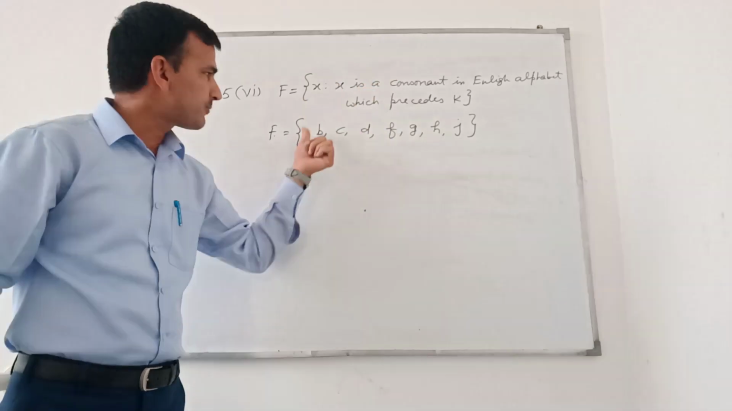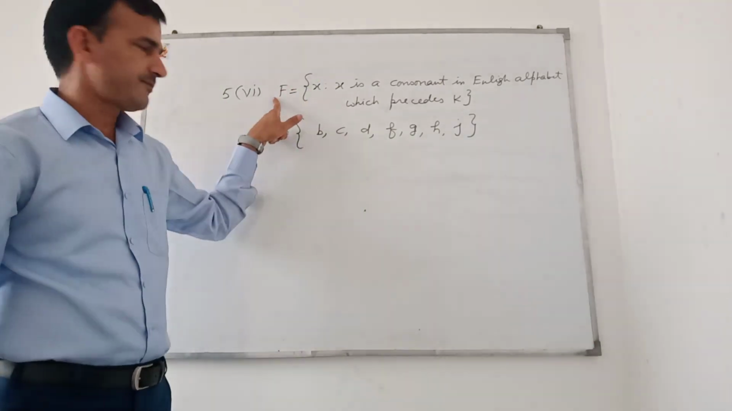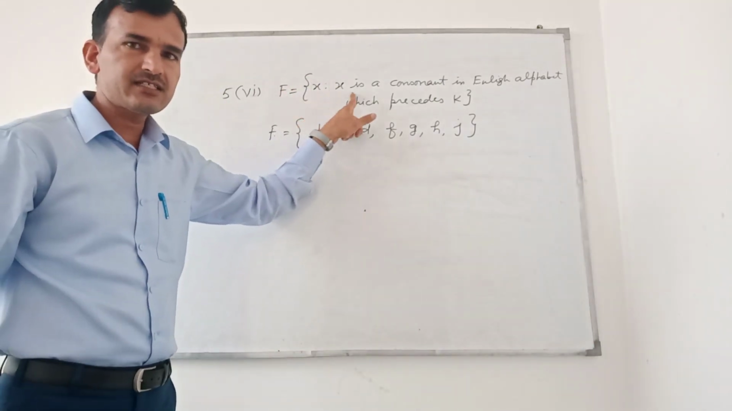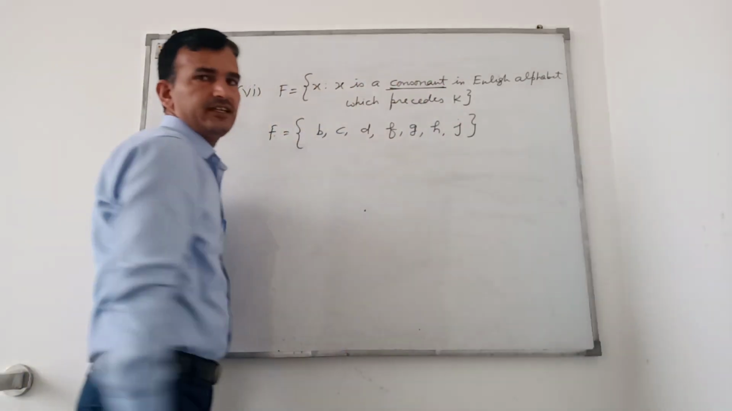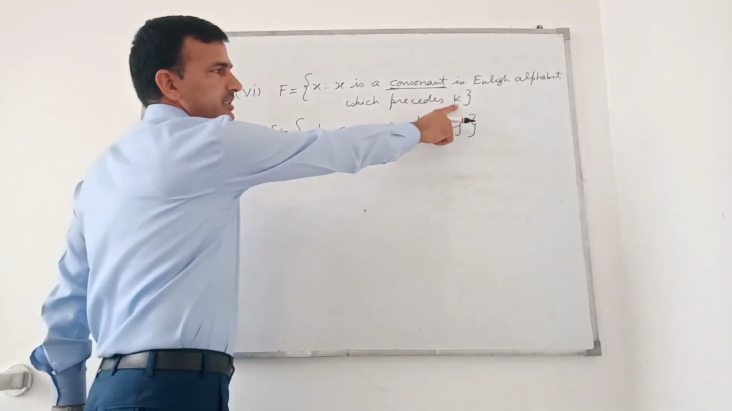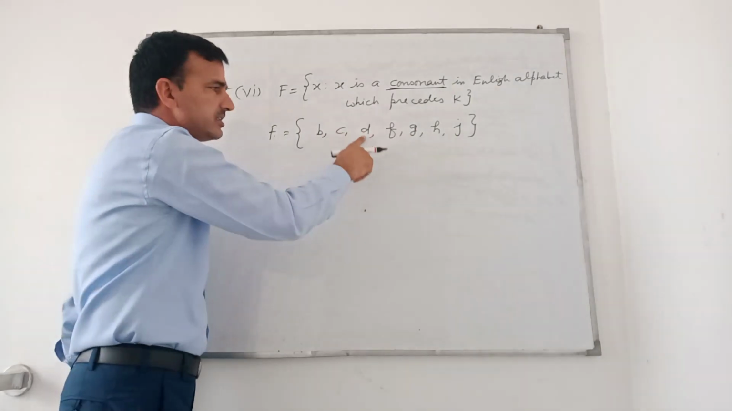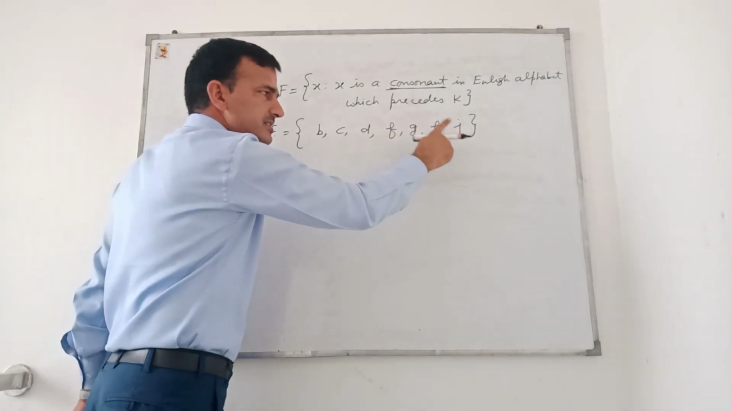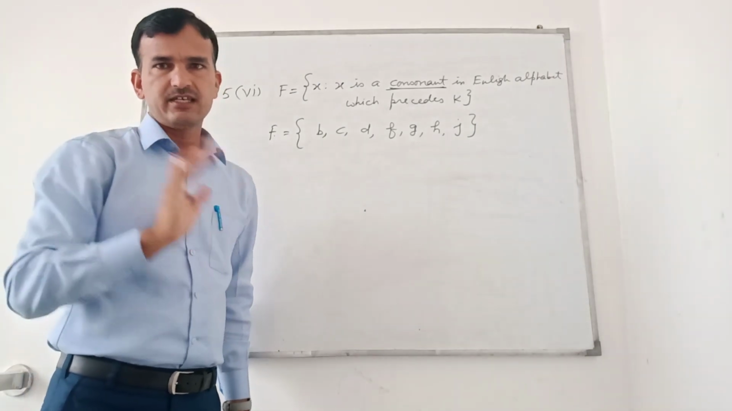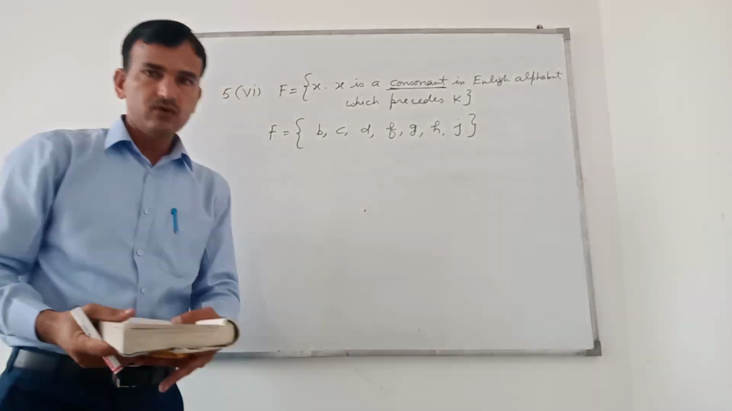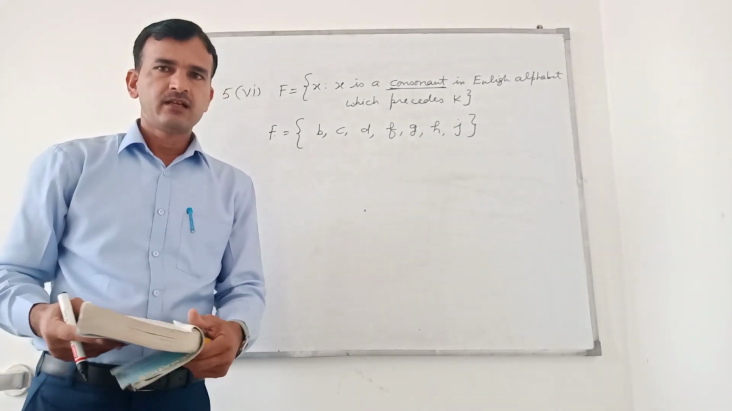Vowels will not come here, because F says x such that x is a consonant in the English alphabet which precedes K. All the consonants before K are B, C, D, F, G, H, J. These are the consonants which precede K. Clear? Now you can solve all the questions of exercise 1.1.